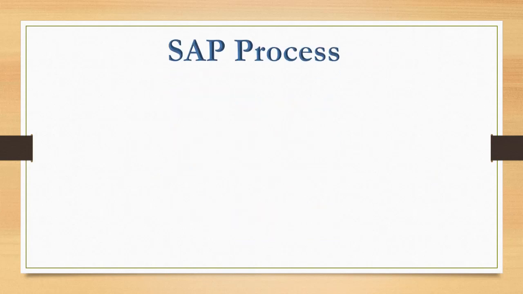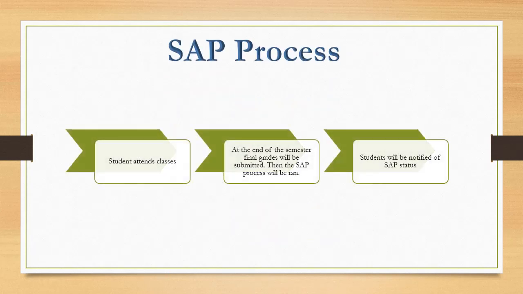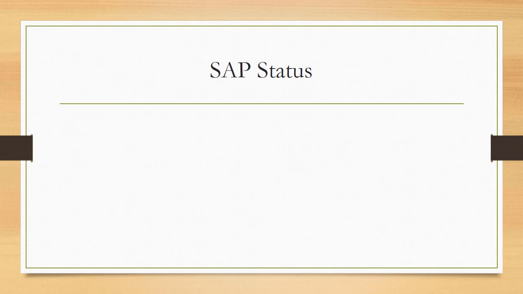The SAP process. Step 1. Students attend class. Step 2. At the end of each semester, grades are submitted and the SAP process is run by the Financial Aid Office. Step 3. Notifications are sent via email notifying students of their current SAP status.